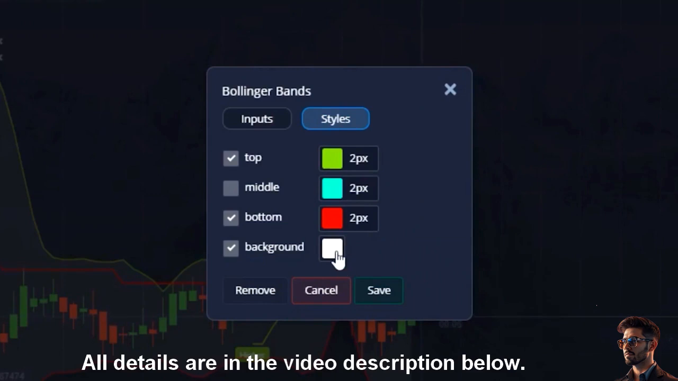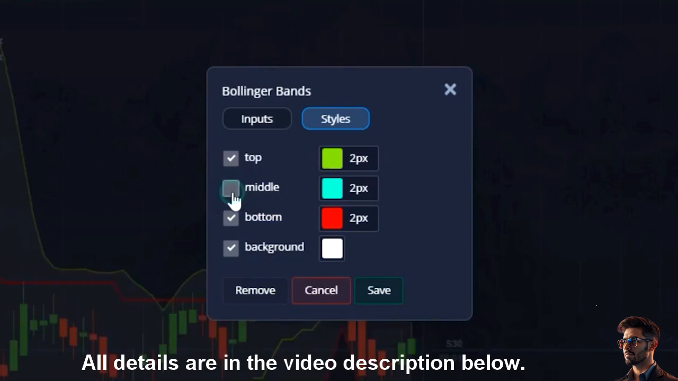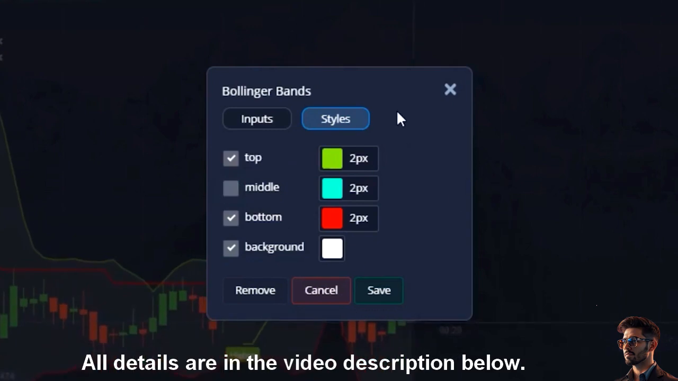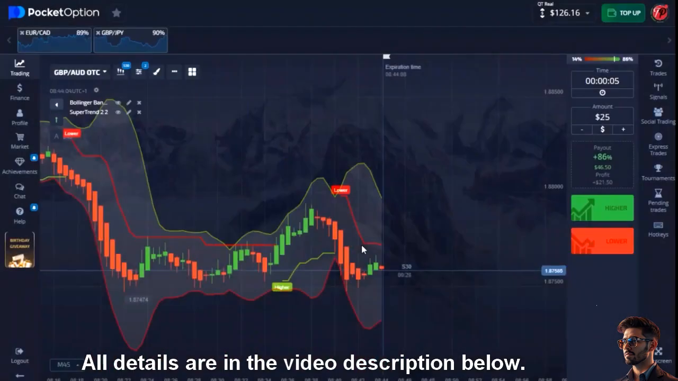So that's pretty much all you have to do. The background is white. And also make sure that you take out the middle line here. So make sure you untick that. That's pretty much all you have to do. So when you're done, you hit save.